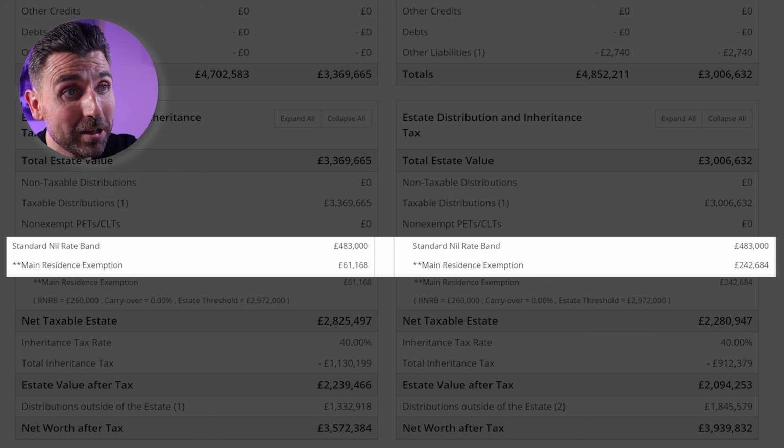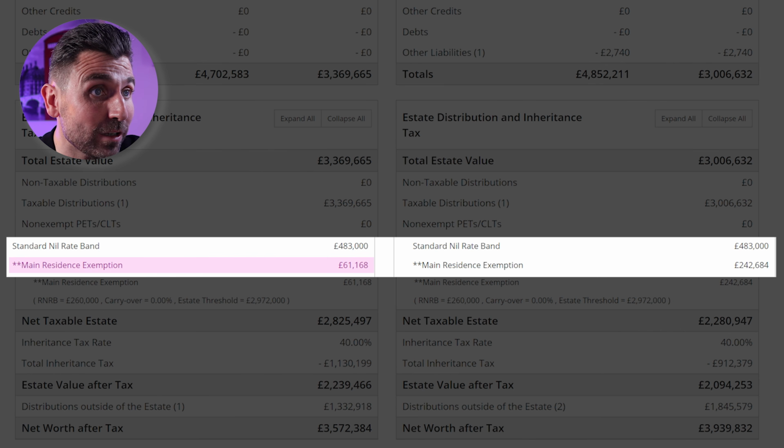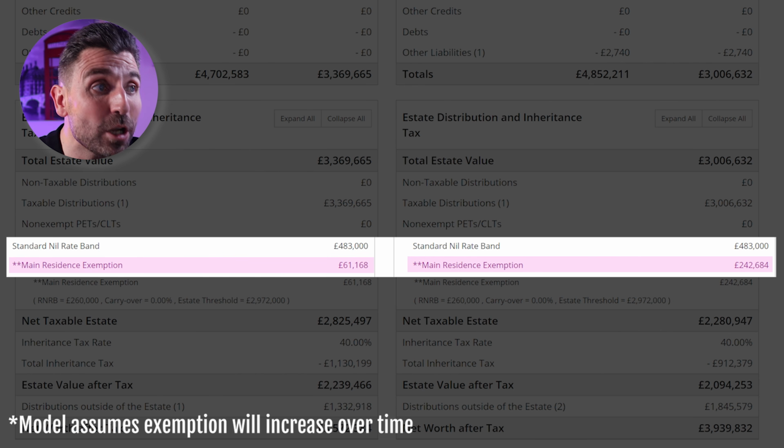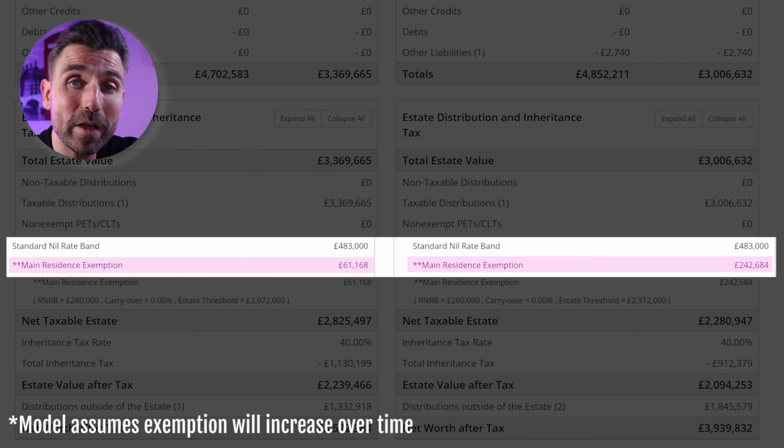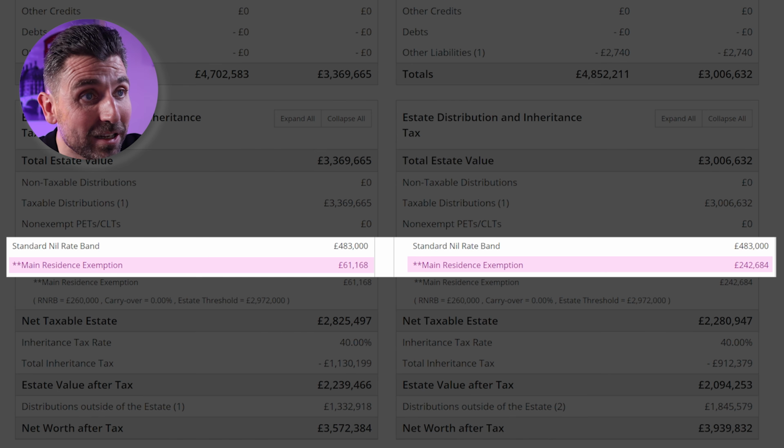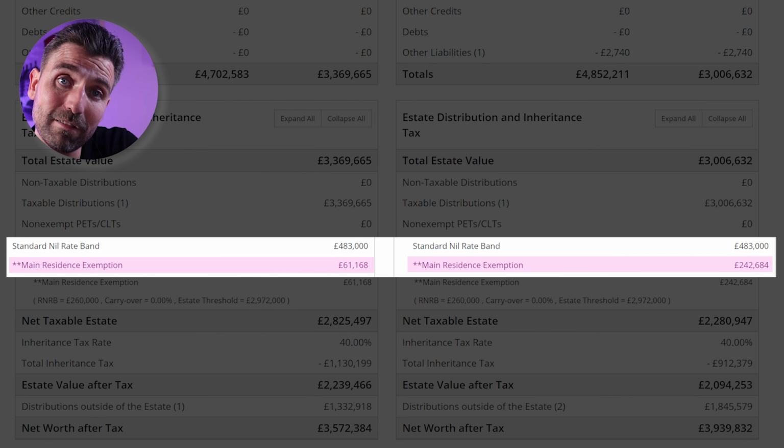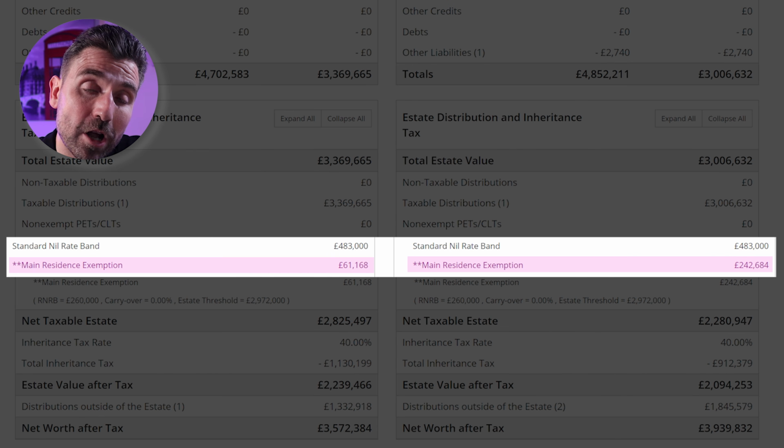You can see here that it's increased from 61,000 to over 242,000. That's because when the gift falls outside of the estate, Jim's actually got a smaller estate, so there's less money exceeding the threshold at which that exemption starts to reduce.